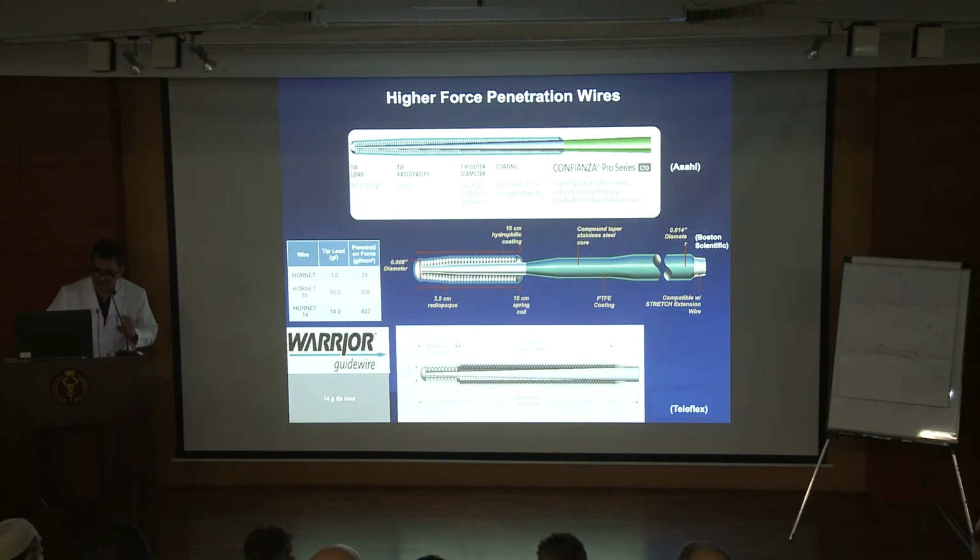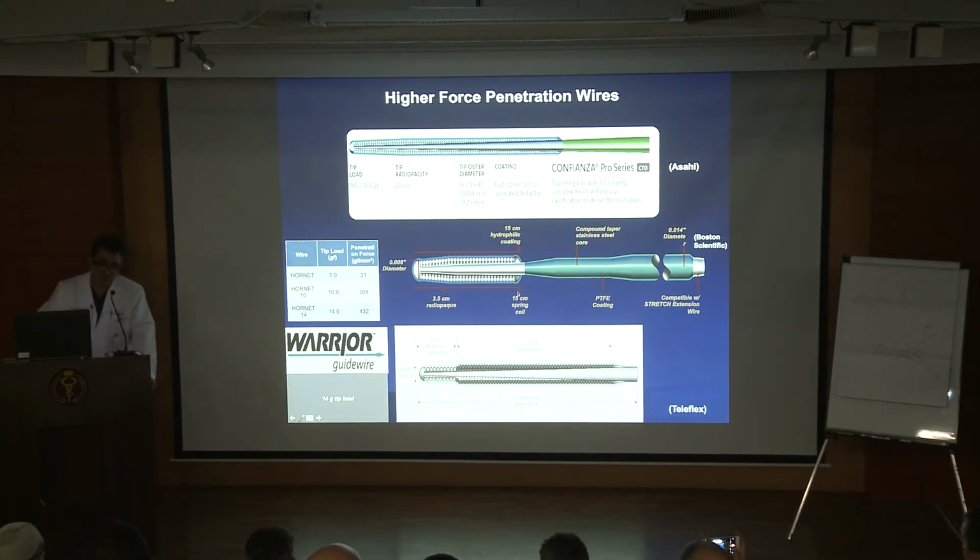Just going to give you a glimpse of some of the wires, and the one that we used earlier, which is the Confianza Pro 12, was a 12-gram wire. It's a penetrating wire, and it's made of stainless steel. I don't remember all of these details, but it's good just to have an insight of how these wires are made and manufactured and what they do. The Hornet 14 that we also use is a tapered wire, 0.008, 14 grams.